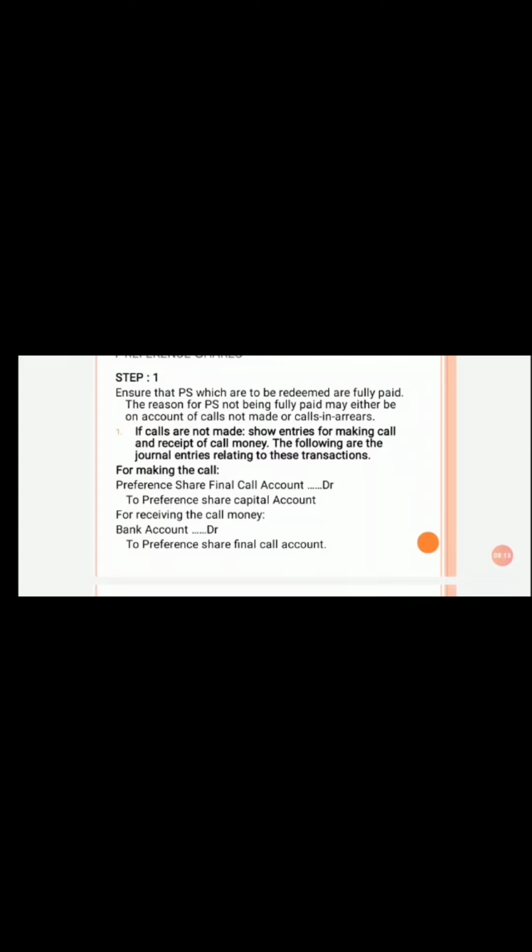The following are the journal entries relating to these transactions. So the first journal entry is for making the call. So first we have to call.